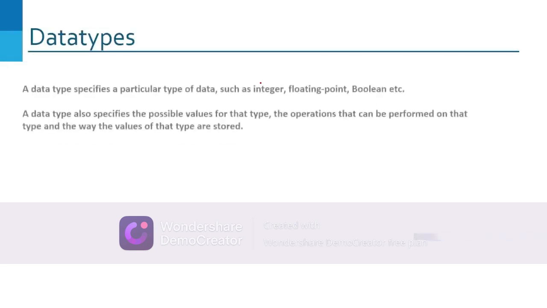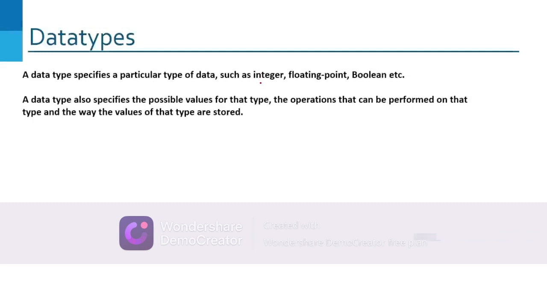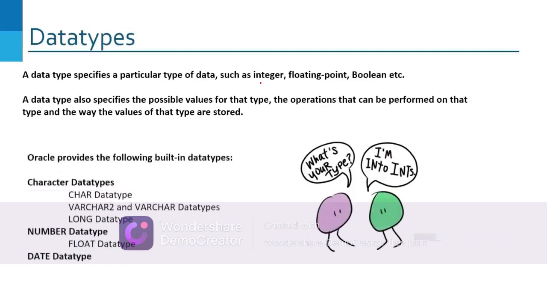Now coming to the next topic, which is data types. So what data types do we have in our database language? A data type specifies a particular type of data. We have already seen one or two, which are number and varchar2. We have some more, which are integer, floating point, boolean. We will see one by one what those are. Now if you look here, in character data types we have char, varchar2 and varchar, and then long. In number we have float, and in date we have the date data type. That's it. So these are some of the built-in data types which we have in SQL. Let's understand one by one what features they provide.